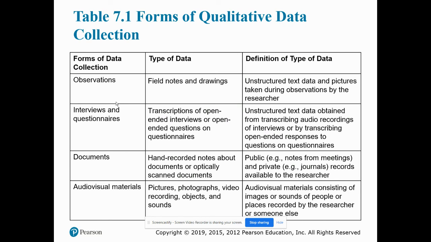We're going to quickly go over those, but your book will go over those in more depth. So this is a nice little table. It's on page 214 in your textbook, and it goes over the different types of qualitative data collection. So the 4 we just discussed. So observations. Those could be your field notes or drawings. Unstructured, okay, so let's define that. It's unstructured text data and pictures taken during observations by the researcher.